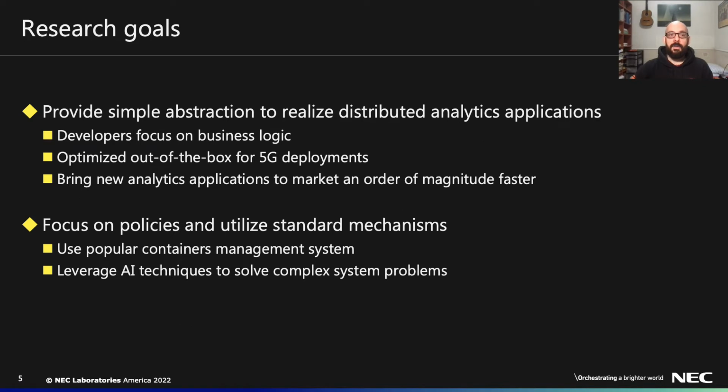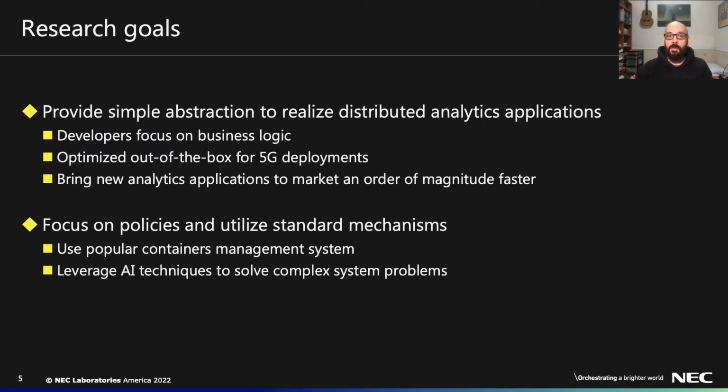The high-level research goals of DataXe are to provide a simple abstraction to realize distributed analytics applications. In this way, developers will focus on business logic. It will be optimized out of the box for 5G deployments. And using DataXe, developers can bring new analytics applications to market an order of magnitude faster.